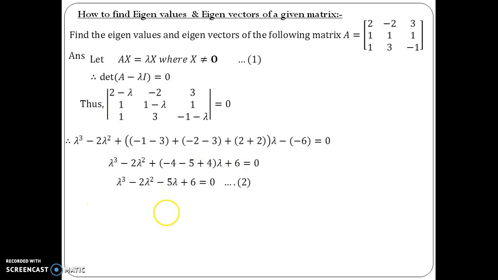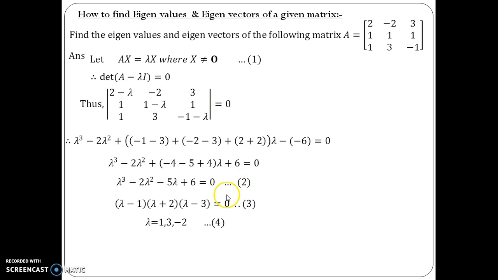Okay, so after that you use any basic school level technique, or you have your calculators, then you can use that and you find the factors. The factors are going to be lambda minus 1, lambda plus 2 and lambda minus 3 equals 0.